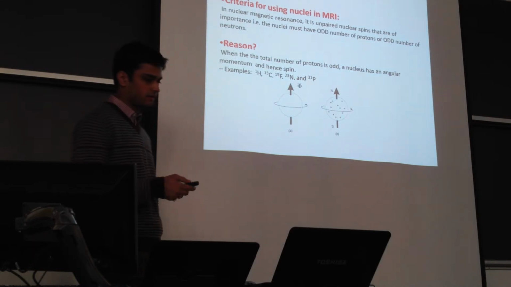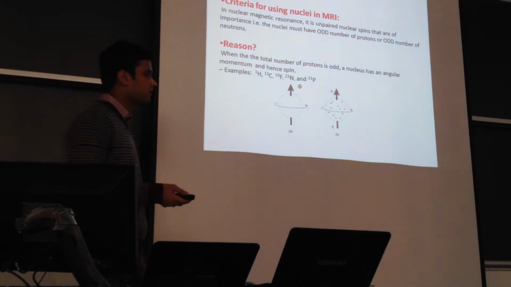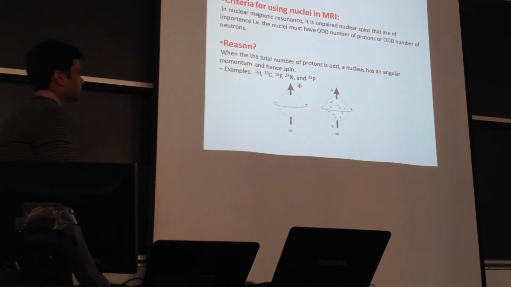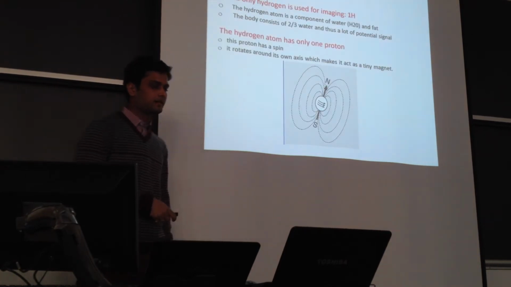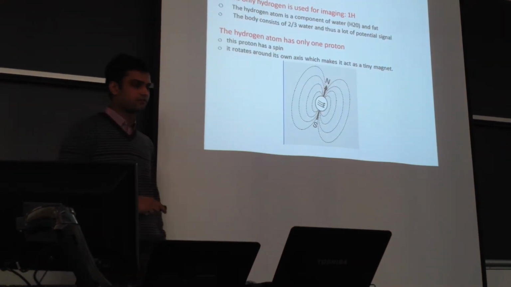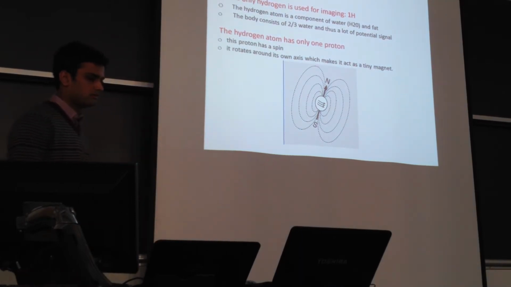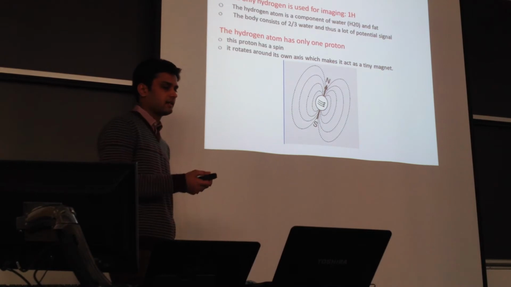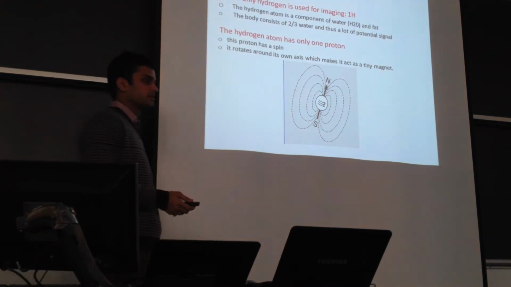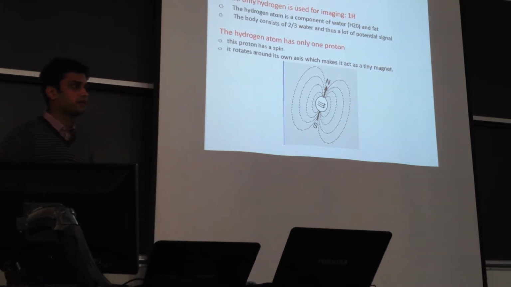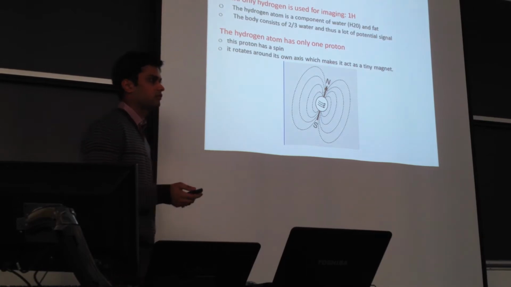So if we think about the common nuclei which have odd number of protons or neutrons, we can think of hydrogen 1, carbon 13, fluorine 19, etc. So in practice, only hydrogen 1 is used for imaging. So what's the reason? The most basic reason that we can think of is that hydrogen atom is a component of water and fat, and water constitutes about 2/3 of the body, and therefore it has a lot of potential signal which we would not be obtaining from other nuclei.